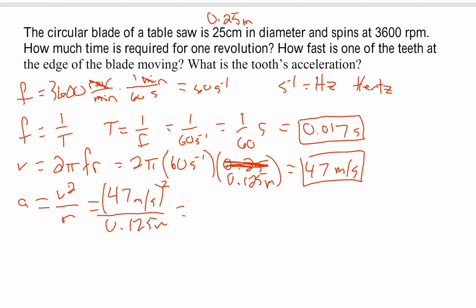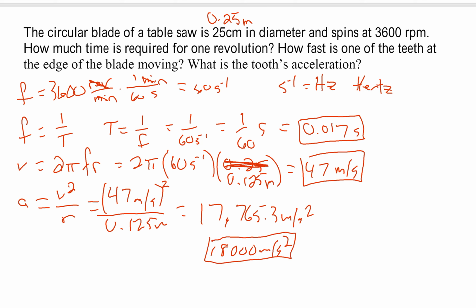And the calculator gives us something crazy, 765.3. This is meters per second squared. But now we have a significant figure. It's going to be 18,000 meters per second squared. A crazy huge number. Massive acceleration for the tooth on the edge of the blade. Pretty interesting, I think.